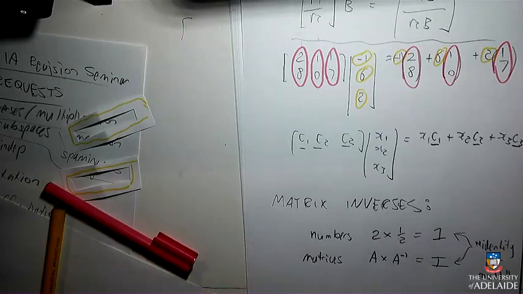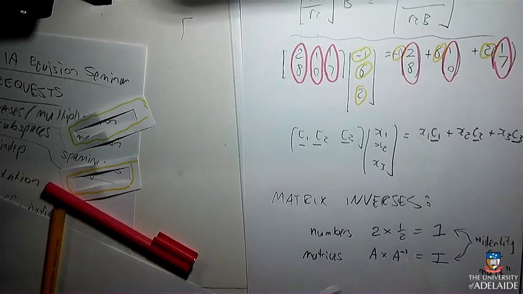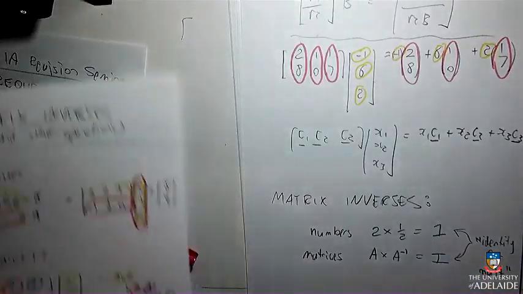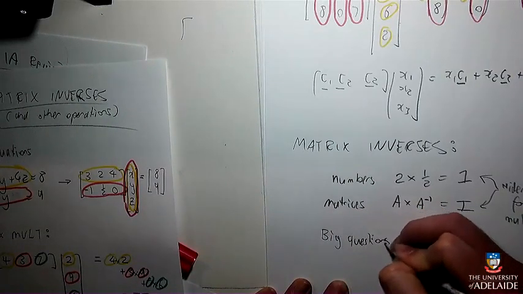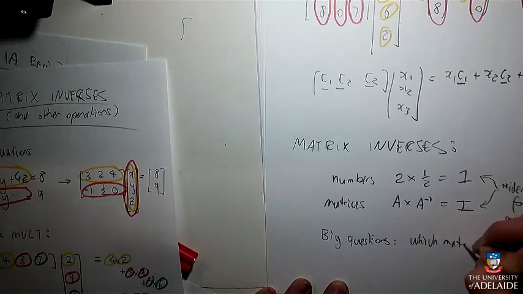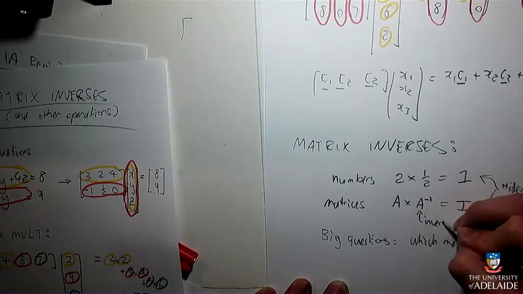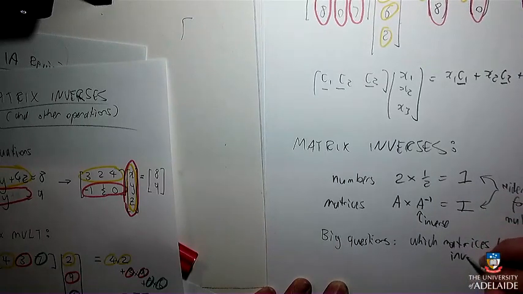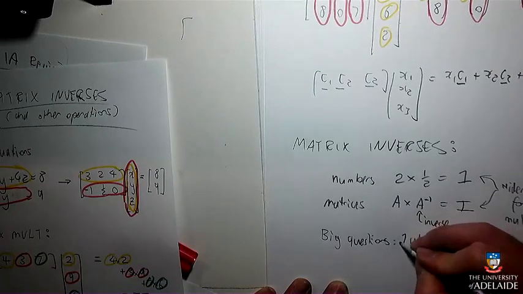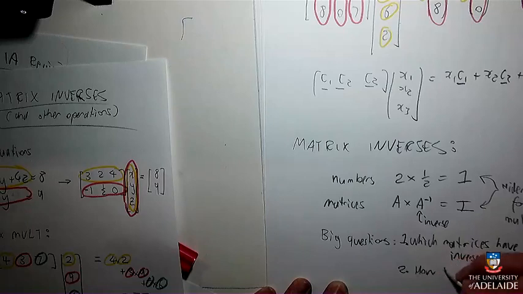I've got a secret matrix, and you get one matrix operation, and you want to figure out what it is? Well, multiply it by I, that'll do it. Okay. Cool. And so the trick is, which matrices have them, and how do you figure it out? Right. Big questions. Which matrices have inverses? And how do you find them?